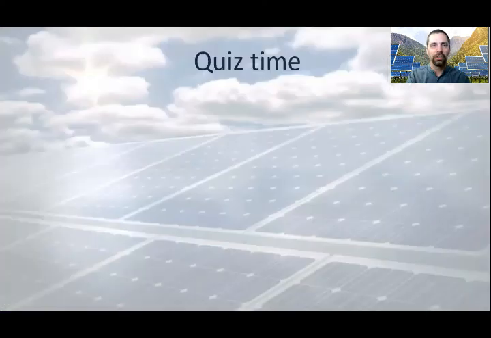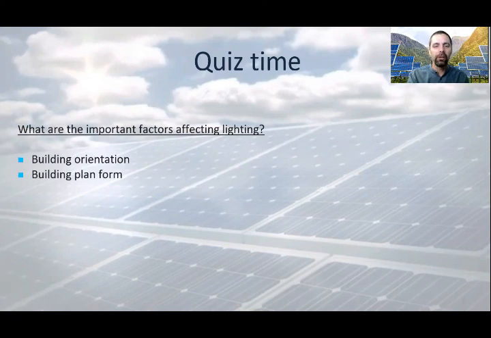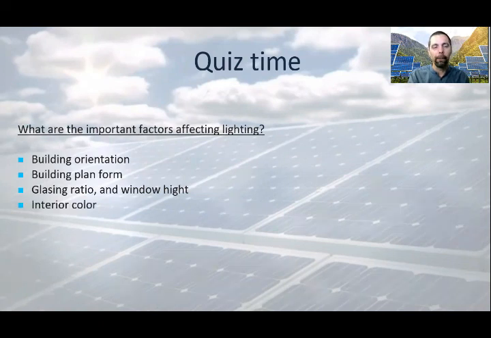After finishing this topic, let's answer this question regarding lighting. What are the important factors affecting lighting? They are building orientation, building plan form, glazing ratio and window height, interior color, and shading.